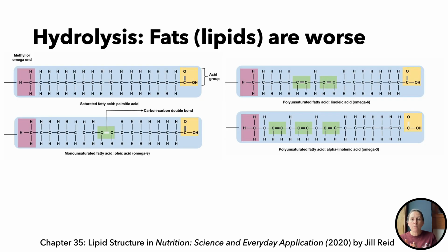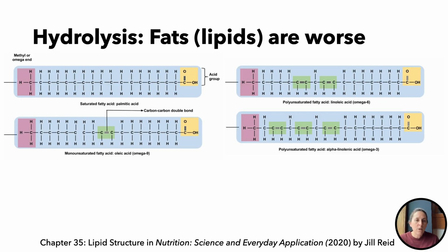So now if you thought that proteins are bad, fats are worse. What we have here are 4 different examples of some of the more common fats. So up in the top left corner, we have a fully saturated fatty acid, meaning that every single carbon has 4 single bonds.